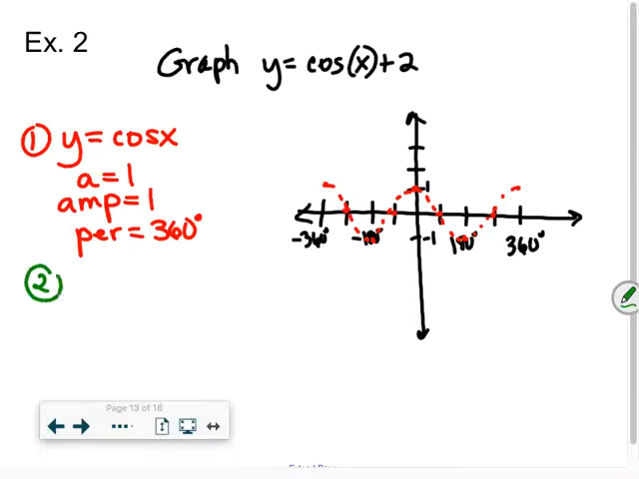Domain and range are done on the final graph, not on the intermediate graph. Okay, when we compute domain and range, it's on your final graph. So this one is going to have a vertical shift of up 2. So what's going to happen?